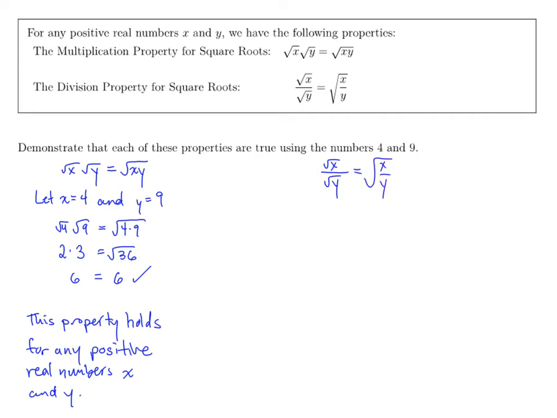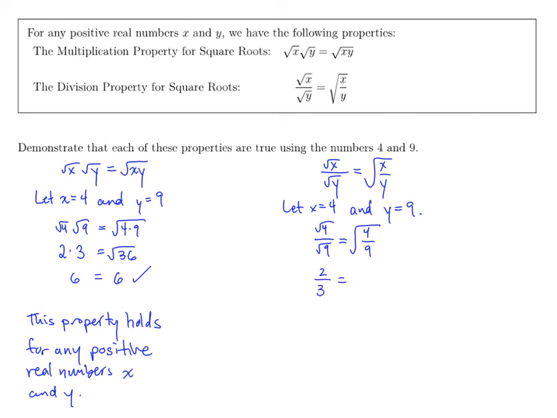And again, let's demonstrate this with the numbers 4 and 9. So we'll let x equal 4 and y equal 9. Looking at the left-hand side, where we have the square root of x over the square root of y, replacing x with 4 and y with 9, we'll have the square root of 4 over the square root of 9. We can then write that that's equal to the square root of 4 over 9. On the left-hand side, we know that the square root of 4 is 2 and the square root of 9 is 3, so that left-hand side is equal to 2/3.